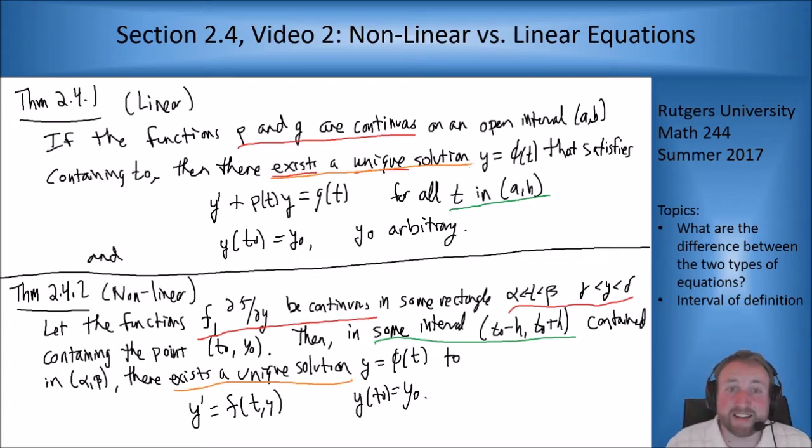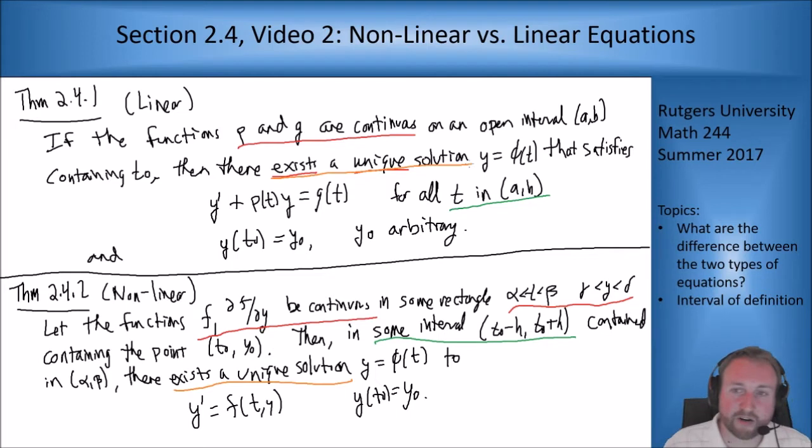Right, so the ideas of the theorems are the same. You make some assumption about continuity of some parts of the ODE you're trying to solve. And at the end of it, you get a solution out of it, and you get a unique solution out of it. So the ideas are the same, but the result you get is a little bit different, and that's the part I underlined in green.